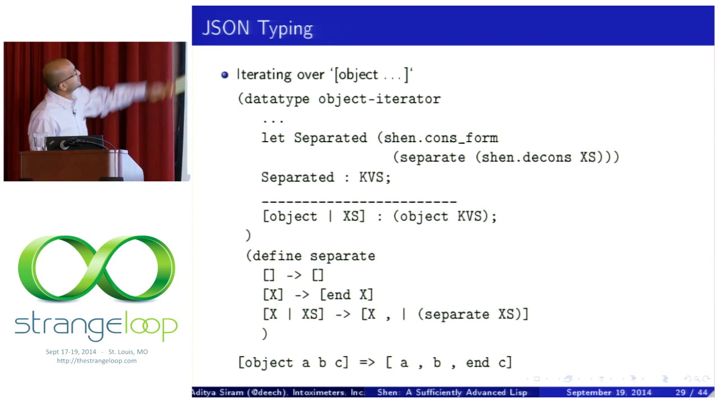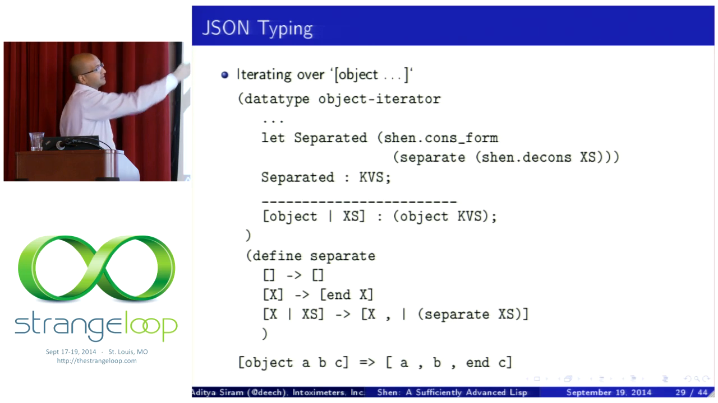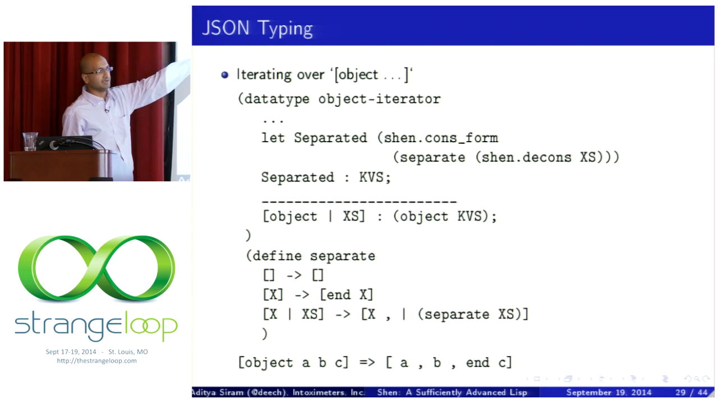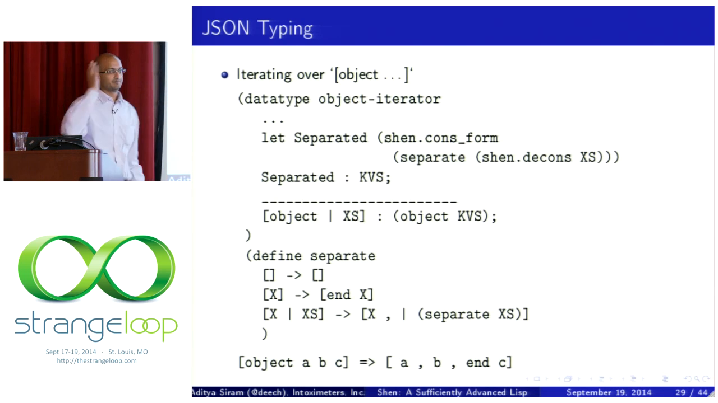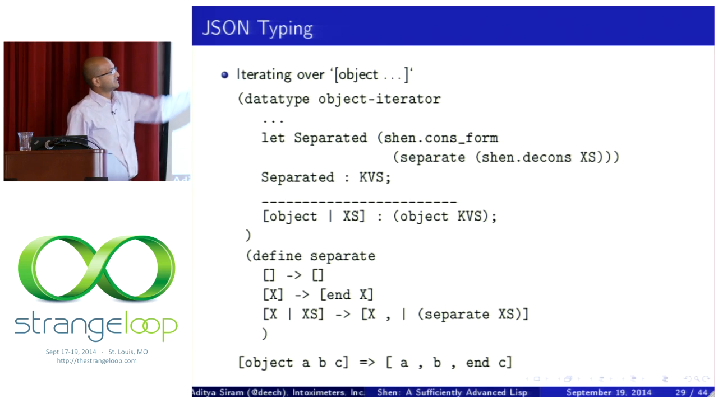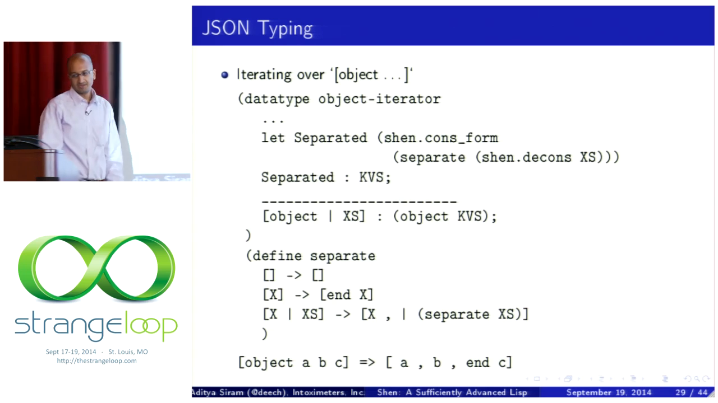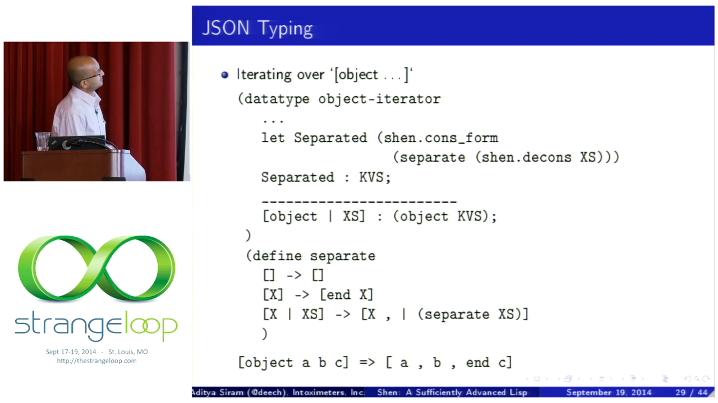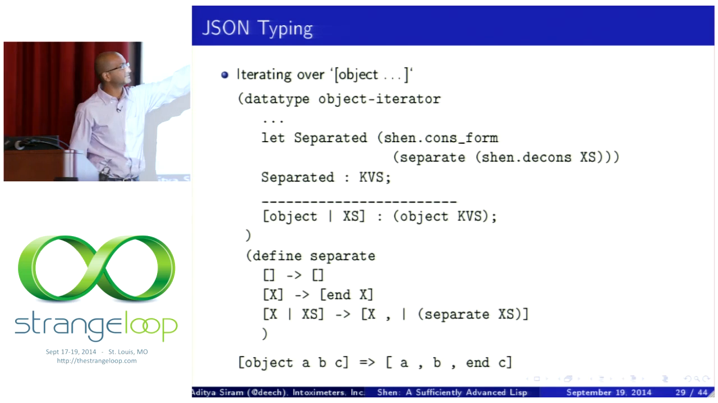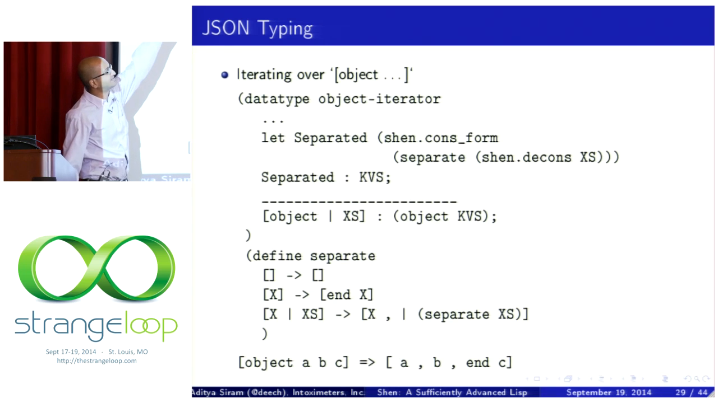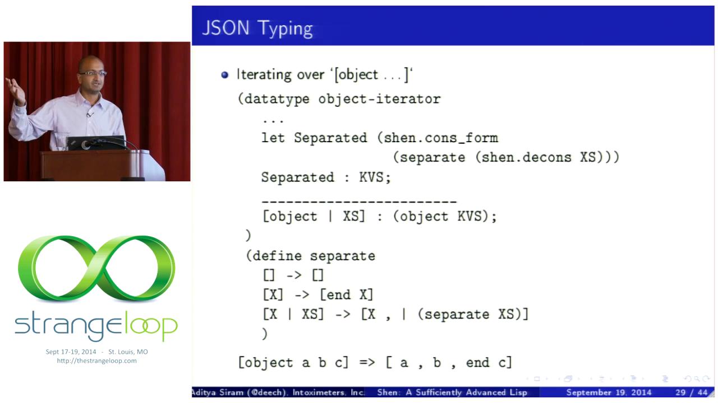The way we do that is using this data type called object iterator. So the first thing we're looking at is the thing underneath the bar. So we're pattern matching on a list where the head is object, and XS is pattern matched on the rest of the list. And we're saying that the type of that is object and whatever KVS is. So what is KVS? For that, we need to look above the bar. The first thing we do is take all of the things that are after object, and we separate them using the separate function, which is a value level function. You can mix type and value level functions in Shen.